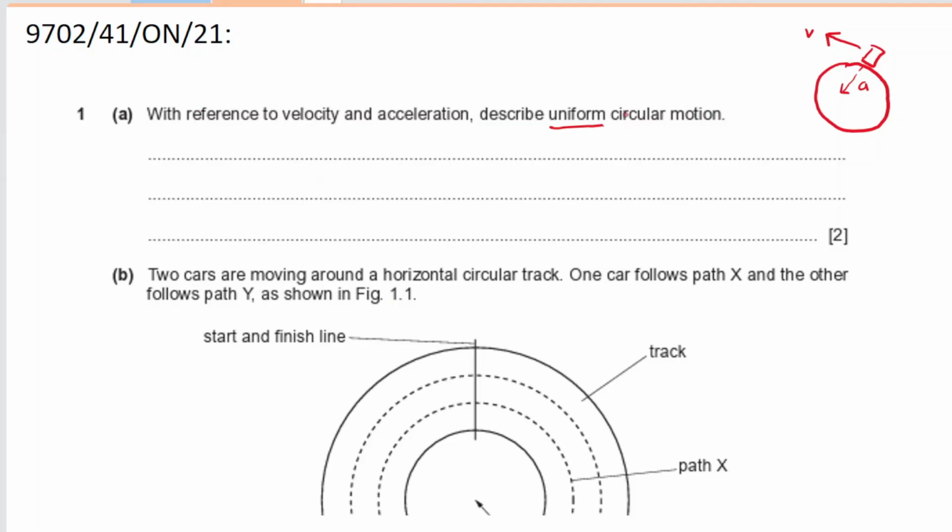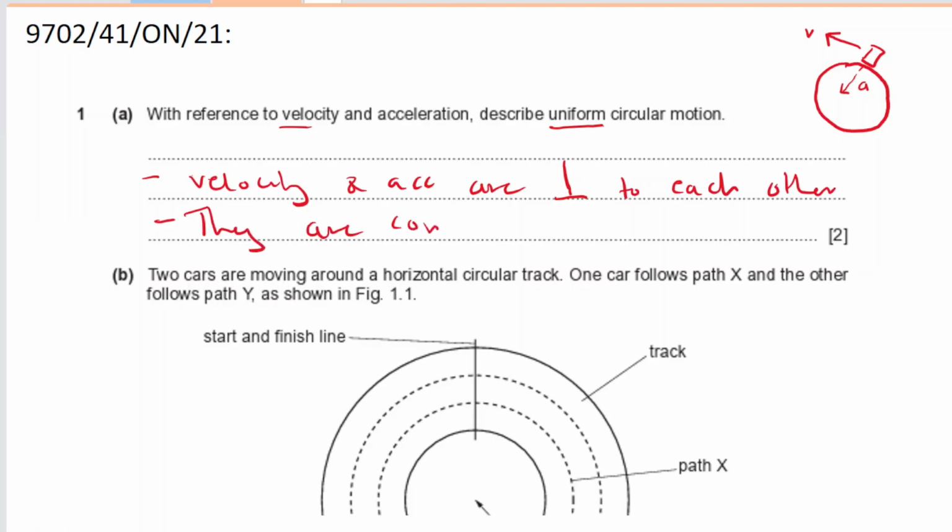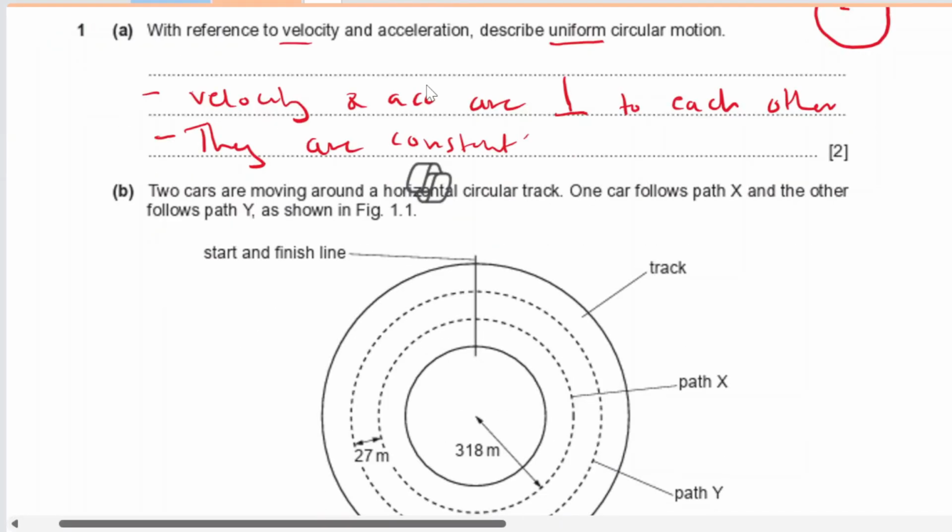Another part is uniform. When they say uniform, they just want you to understand that it's constant, because you might not have a constant velocity, you might have a different velocity. So with reference to velocity and acceleration, we can write that velocity and the acceleration are perpendicular to each other, and also they are constant. So we have defined the meaning of circular motion, and we have also defined what is uniform. Okay, let's go to the next one.